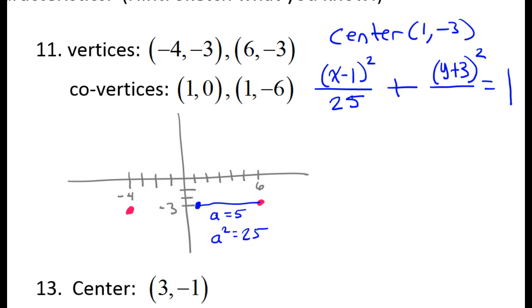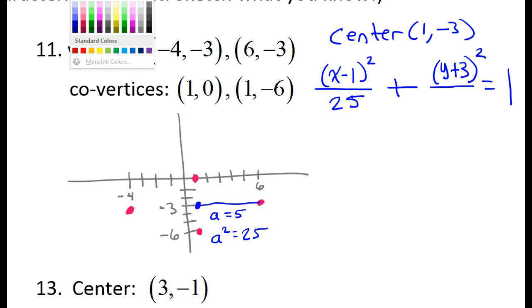So now I need the b value. Let's go ahead and graph the co-vertices and we will find the b value. So I have 1, comma, 0 for a b value. That's right here. And then I have 1, comma, -6. Interesting. So there's -3, so -4, -5, -6. So I have a co-vertex here at 1, comma, -6.